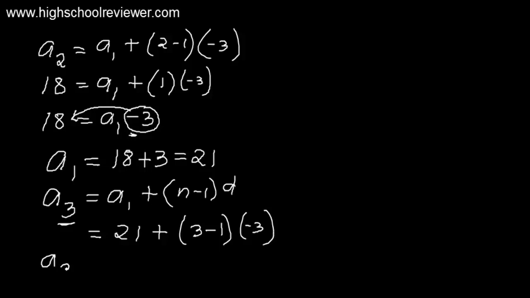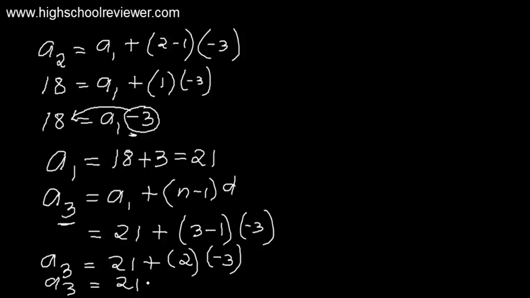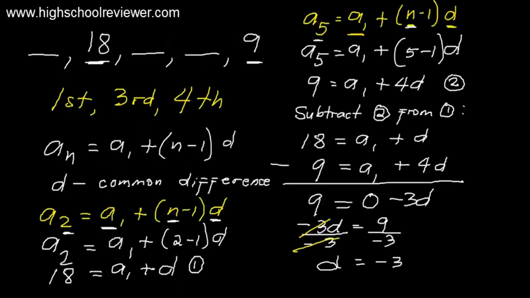So a sub 3 here will be equal to positive 21 plus 3 minus 1 is 2, multiplied by negative 3. A sub 3 will be equal to 21 and positive 2 times negative 3, negative 6. So this will be equal to positive 15. So our a sub 3 is positive 15. Okay. Let us now find for the fourth term.